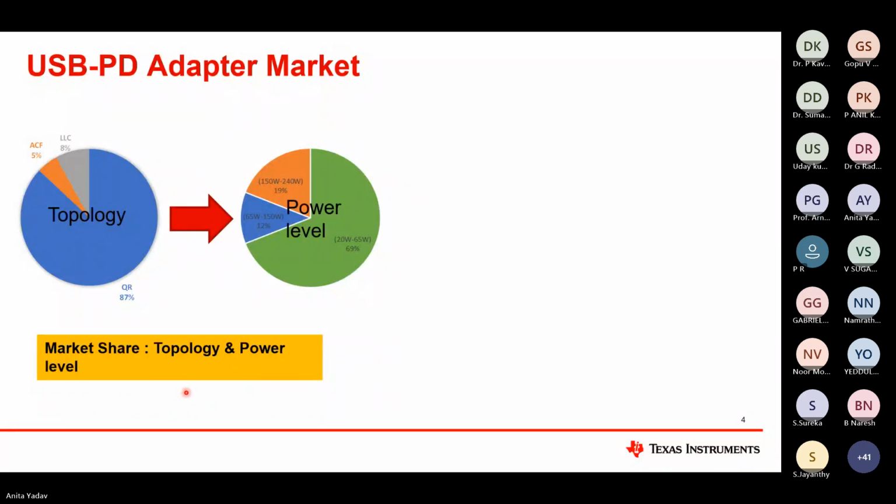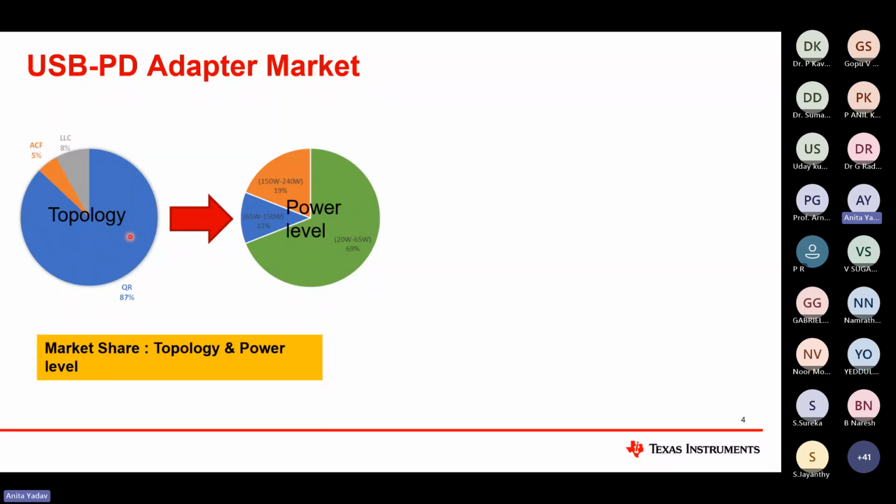Okay, sir. Then the second slide is all about topology, which topology is dominating at present in the industry. We can see from the chart that 87% is dominated by the QR flyback, 8% by LLC, and 5% by active clamp flyback.